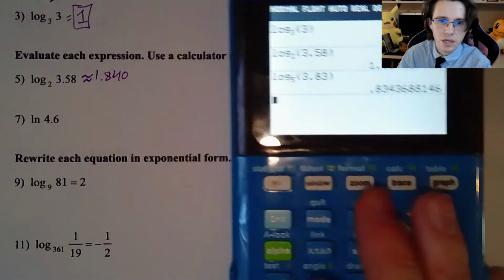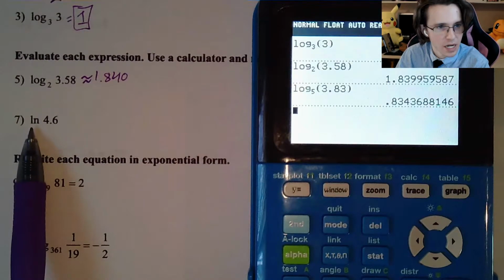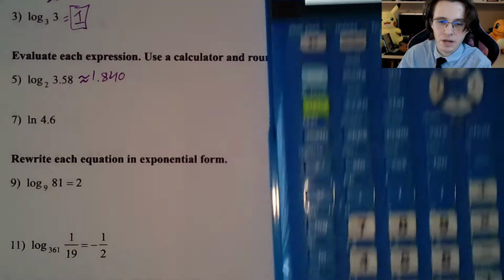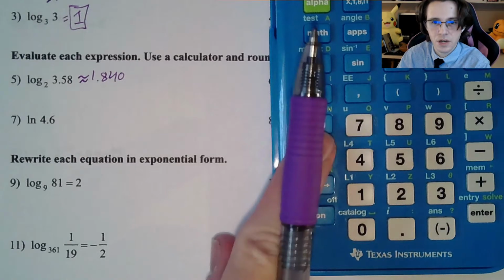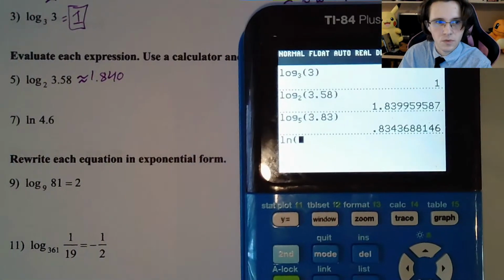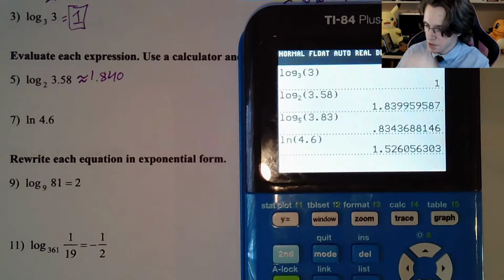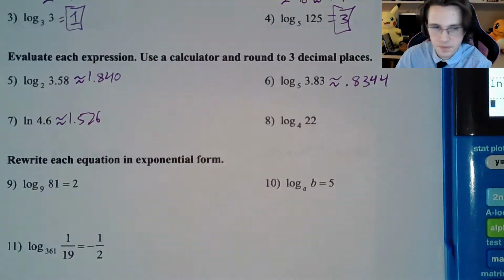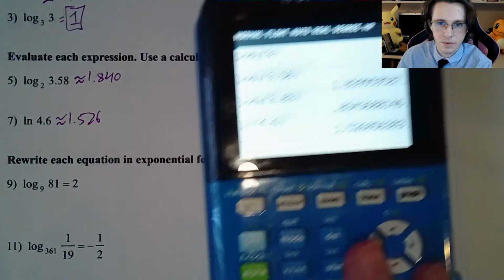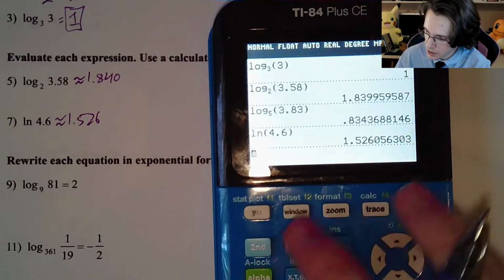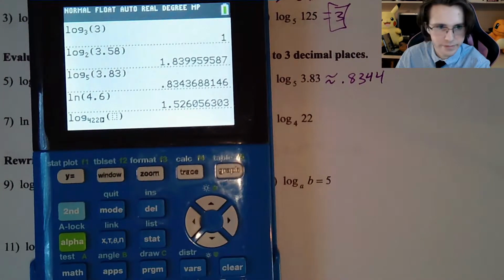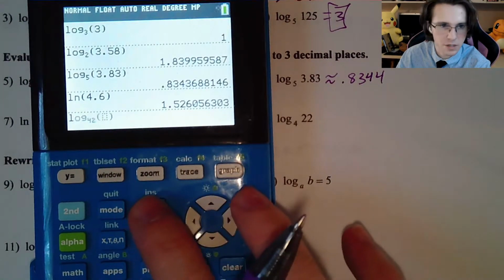So this one you might be confused because it has that ln, but that is actually just a straight button on the calculator. Remember, that means log base e. The button on the calculator is down here next to the 4, so we just hit the ln button. And once you have the ln, you just go 4.6, boom, gives you that 1.526 answer. So approximately 1.526, 3 decimal places. And again, log base 4, alpha window 5, log base 4 of 22.